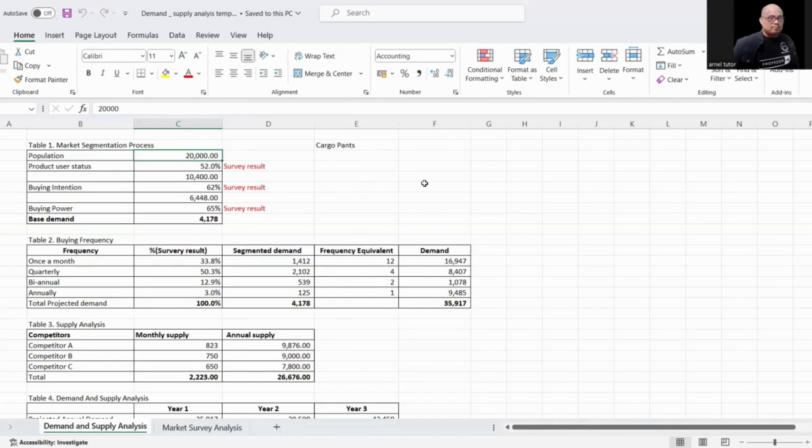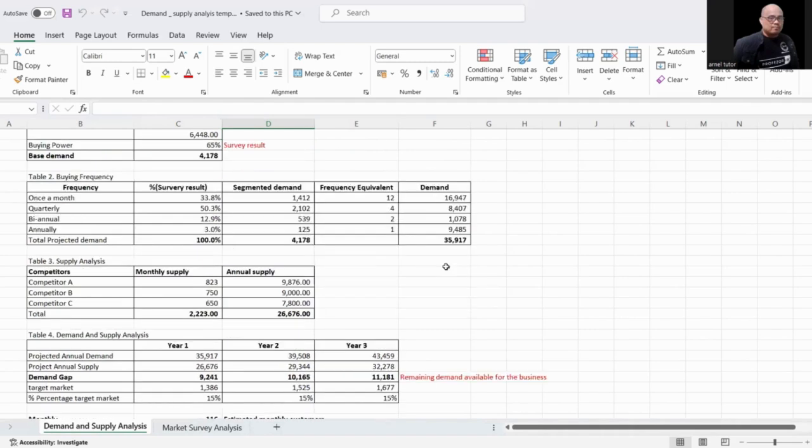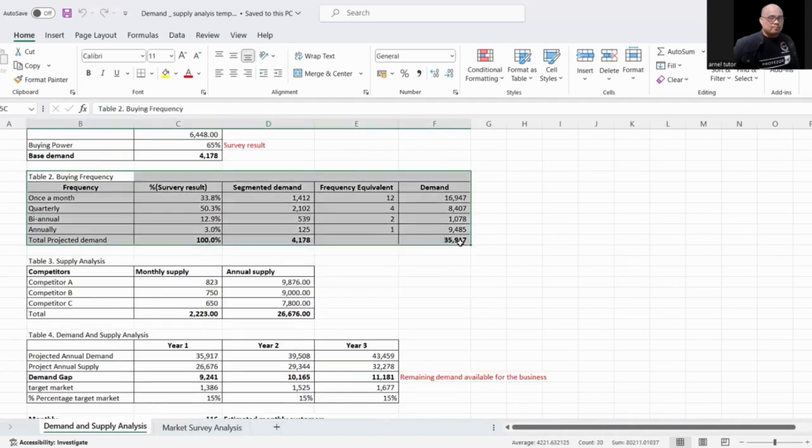It is very important that you really determine the correct number of population so that your projected demand will not be bloated. Again, do not include population you do not cover in your business operation. Let's just say if you are going to establish a particular business in a particular area, then only consider the area wherein you can reach your target customer within that radius only. Okay, so I hope there are no questions about buying frequency.